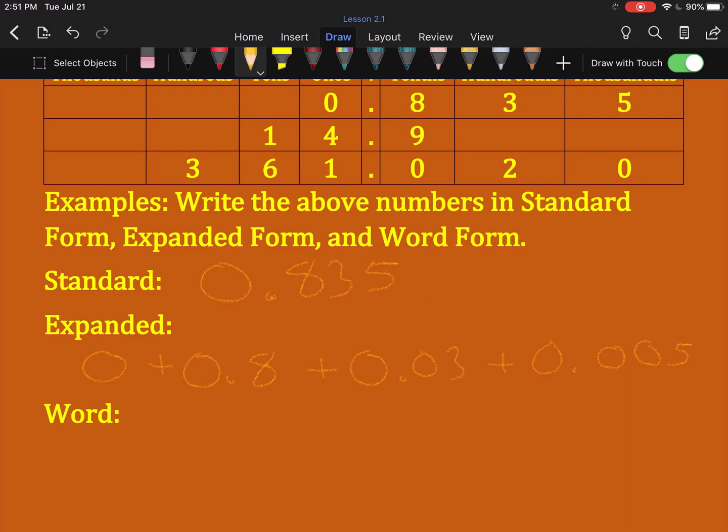Now, how do we write this using words? Well, that is, said properly, 835 thousandths. So we would just write 800 and 35 thousandths.